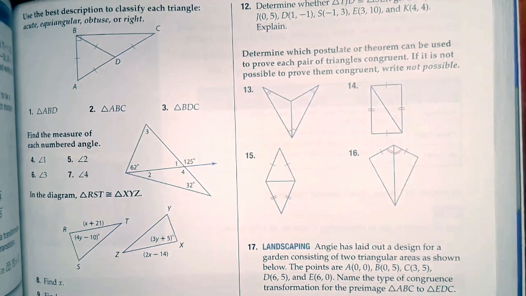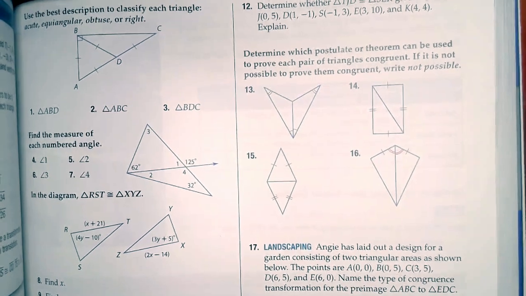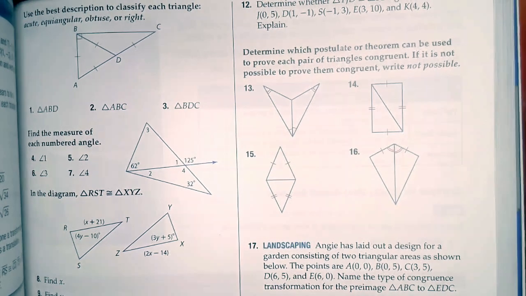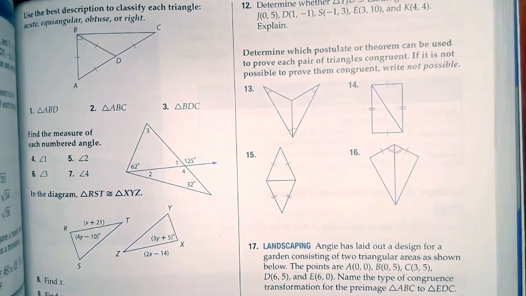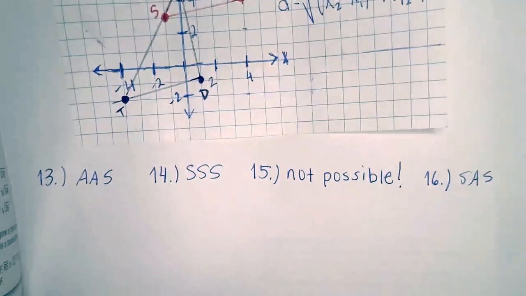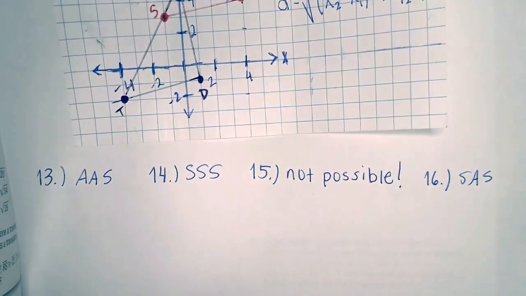How about number 16? Are those congruent to each other? Christina? Yeah, by what? SAS, okay? Side, angle, side. So again, those are my answers right over there, 13, 14, 15, and 16. We're good? I'll redraw the pictures in this work myself later.